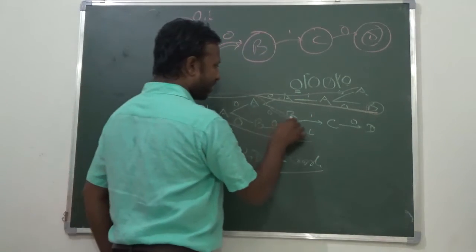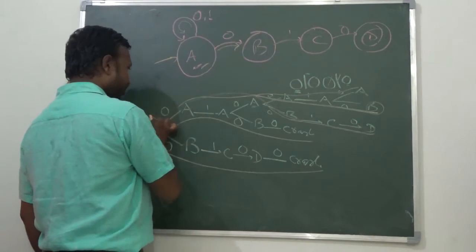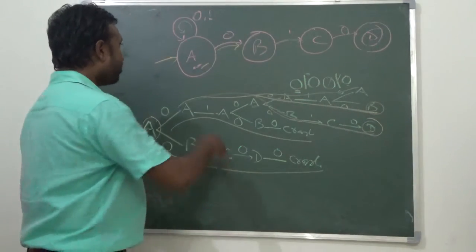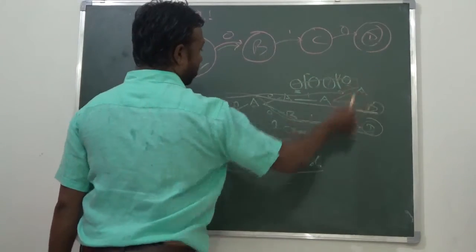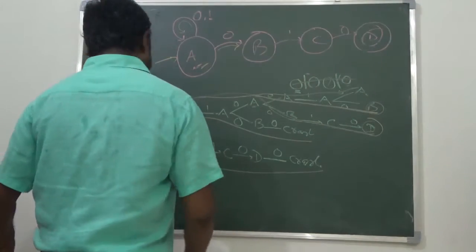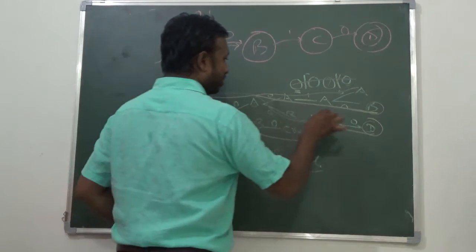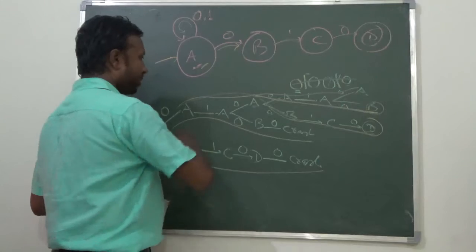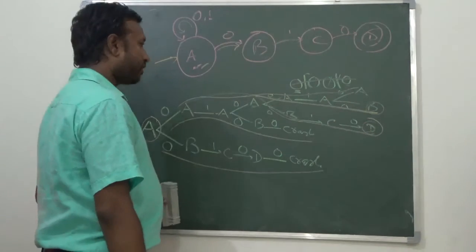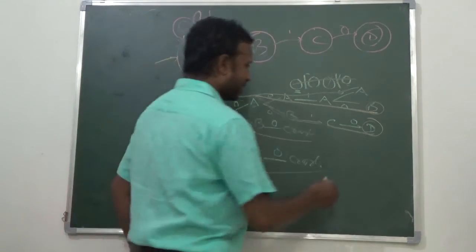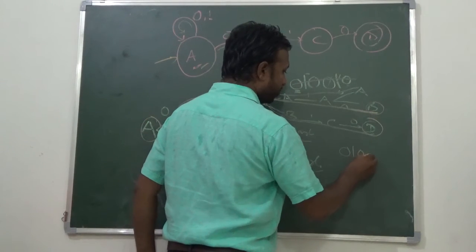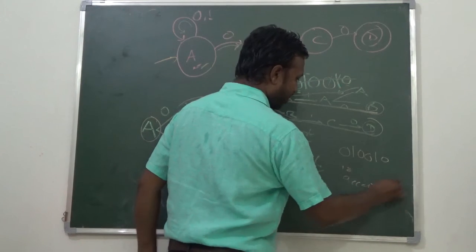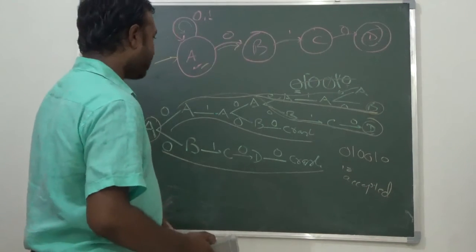But if we analyze this branch, then the machine is starting from the start symbol A and going to the final state D by processing all the symbols from the input. So there exists one branch which is going from the start state to the final state by processing all the symbols from the input. So we say that 0 1 0 0 1 0 is accepted. Okay, so this particular string is accepted.